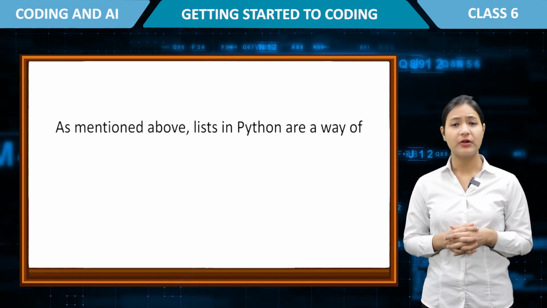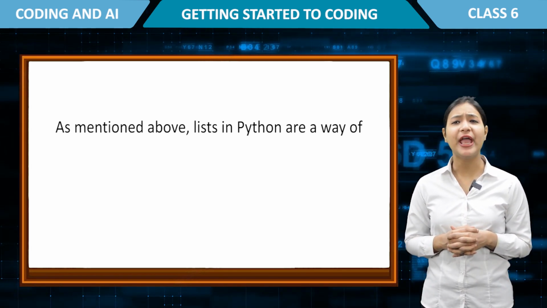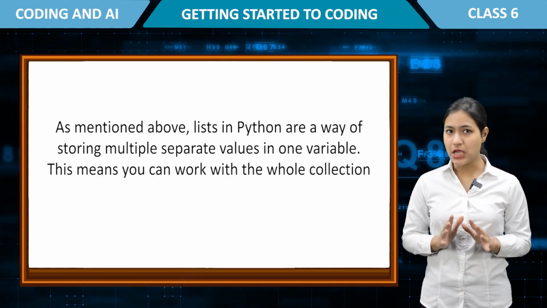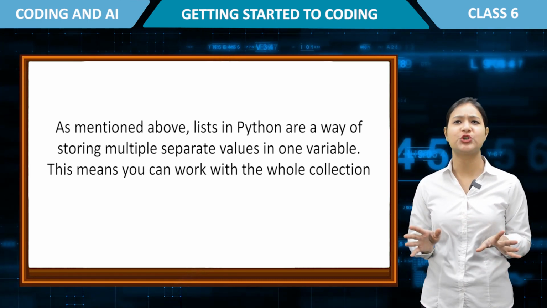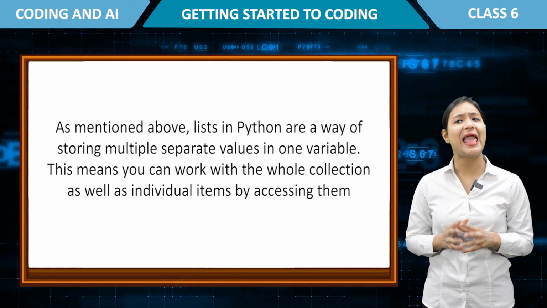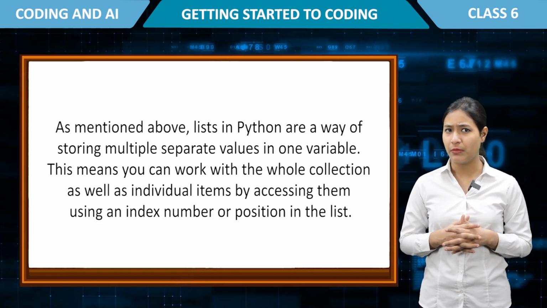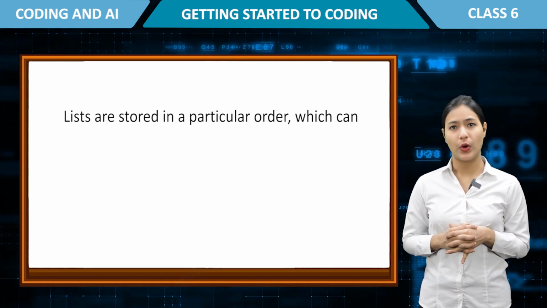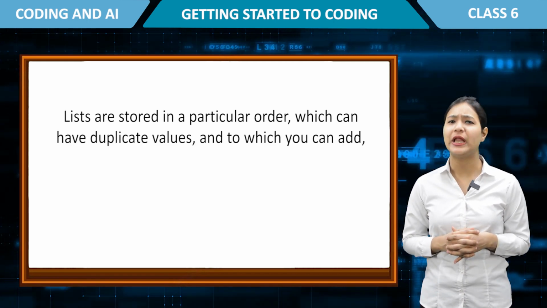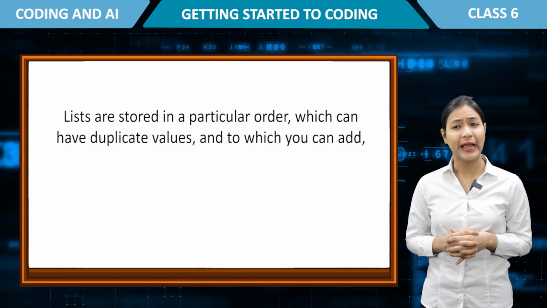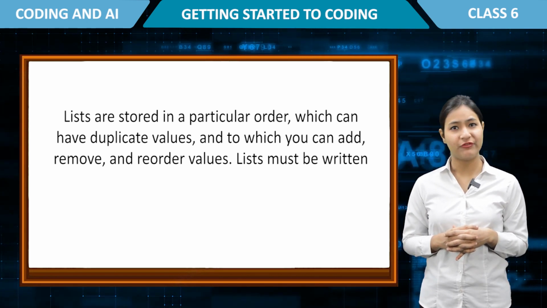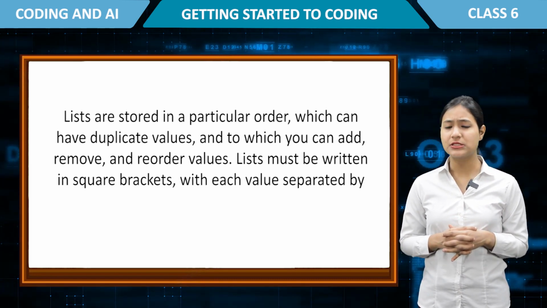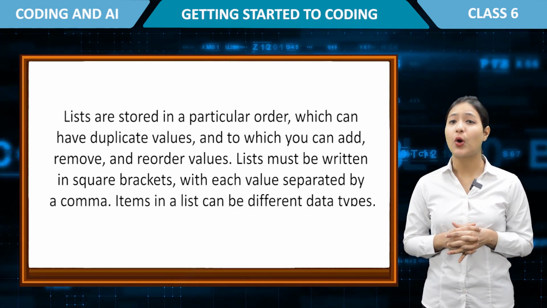As mentioned above, lists in Python are a way of storing multiple separate values in one variable. This means you can work with the whole collection as well as individual items by accessing them using an index number or position in the list. Lists are stored in a particular order, which can have duplicate values, and to which you can add, remove, and reorder values. Lists must be written in square brackets with each value separated by a comma.